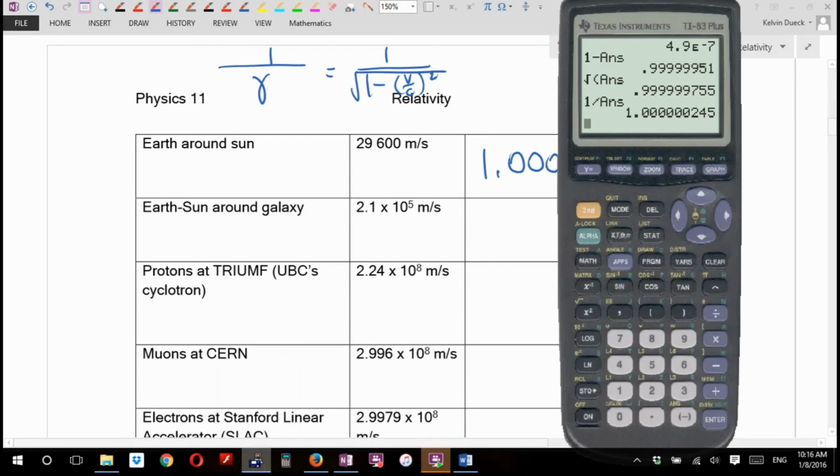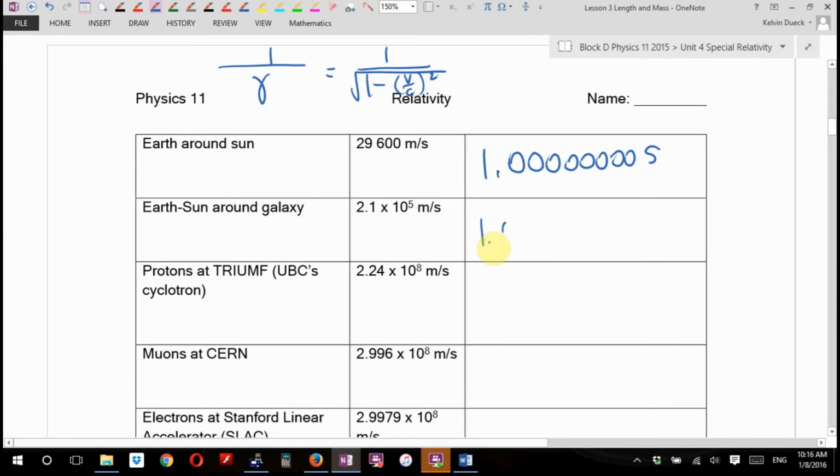What did I have? 1, 2, 3, 4, 5, 6 zeros and a 2, 4, 5. My point being, even at that speed, which is 21,000 meters per second, 21 kilometers a second, you wouldn't notice the time dilation factor, because that's such a small number, you wouldn't be able to detect it.